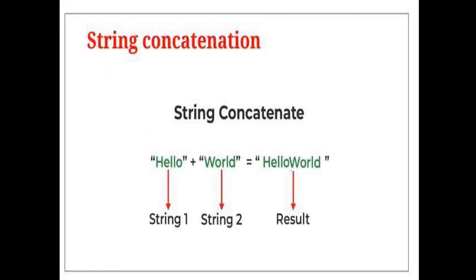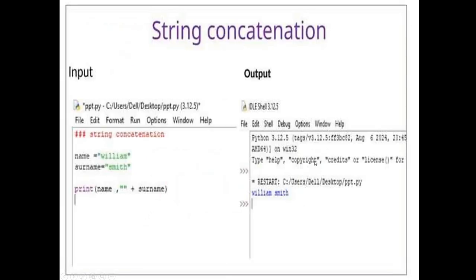So, string concatenation. String concatenation means combining two strings. "Hello" is string 1 and "world" is string 2. When we concatenate both of them, we will get the result "hello world". Here is a simple program. Name is William, surname is Smith. So print name plus a comma in double quotes plus surname. It will print William, Smith.